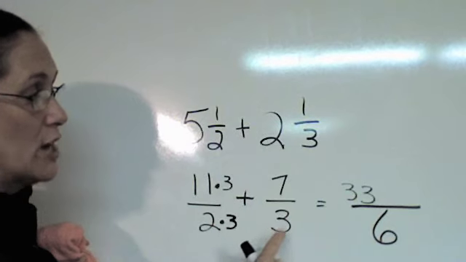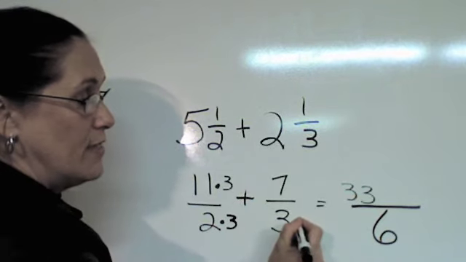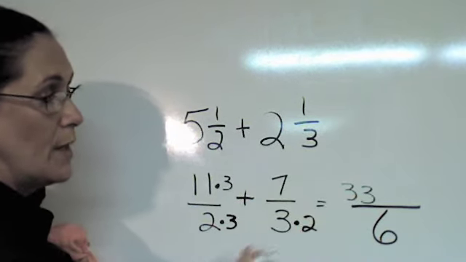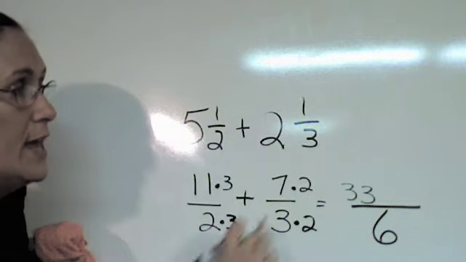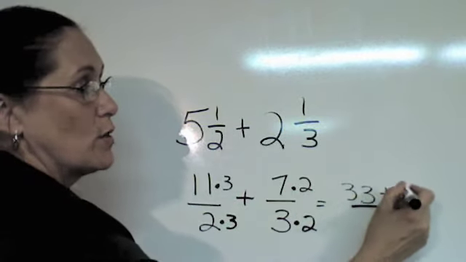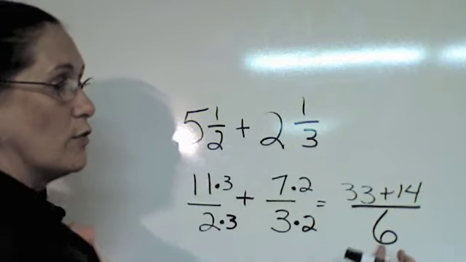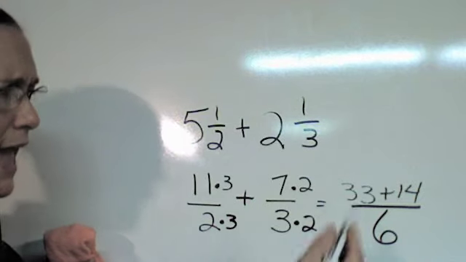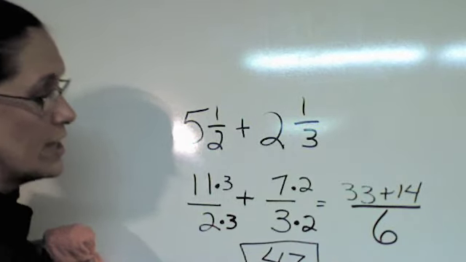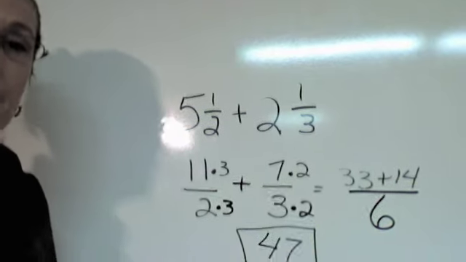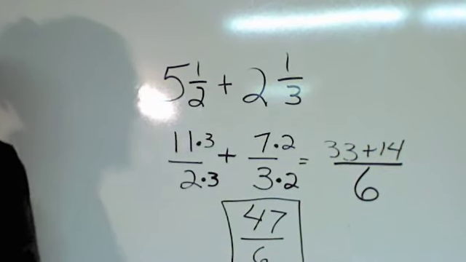Then I look at this fraction. How did I get from 3 to 6? I had to multiply this by 2. If I multiply that by 2, I multiply the numerator by 2, and I get 7 times 2 is 14. So now I have 33 plus 14 over 6. And that, when I add that together, will be 47 over 6. At this point, we're just going to leave the answer like that as an improper fraction where the numerator is greater than the denominator. And that's perfectly fine.